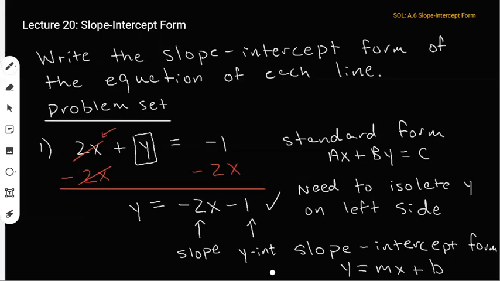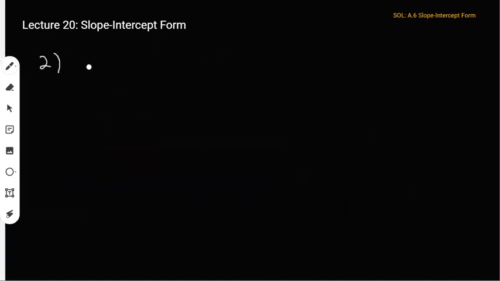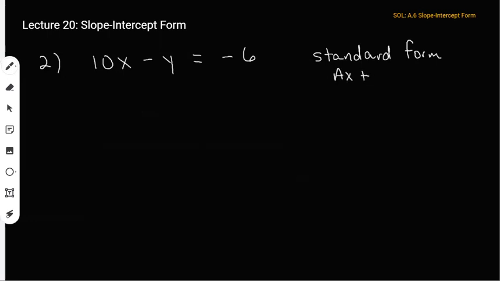Okay, let's try number 2. Number 2 is 10x minus y is equal to negative 6. So this line is starting off in standard form. Ax plus by is equal to c. And what I want to do is take that standard form and change it to slope-intercept form. So I need to get y by itself. So I'm going to start off by getting rid of the 10x. And I can do that by subtracting 10x from both sides.